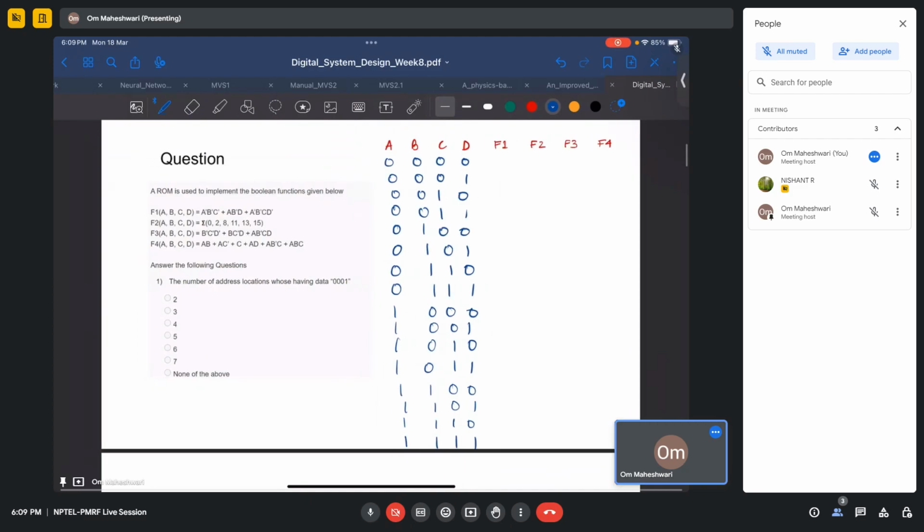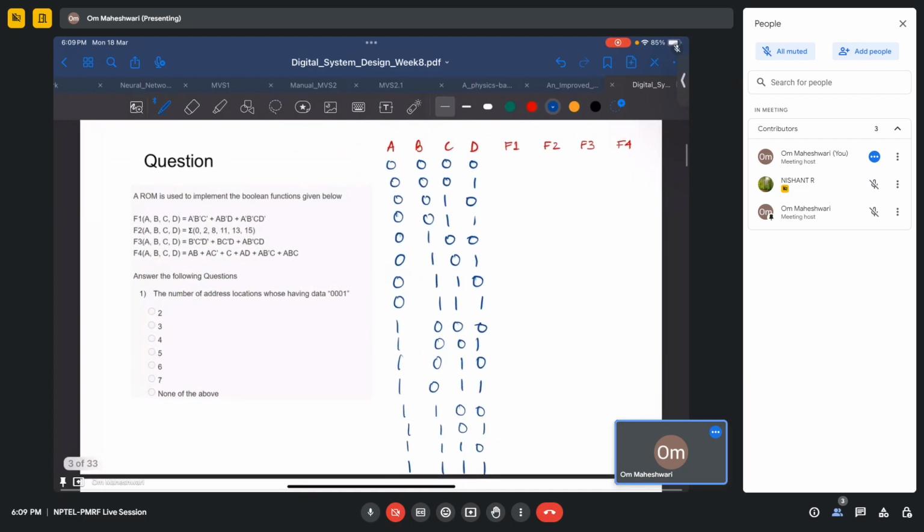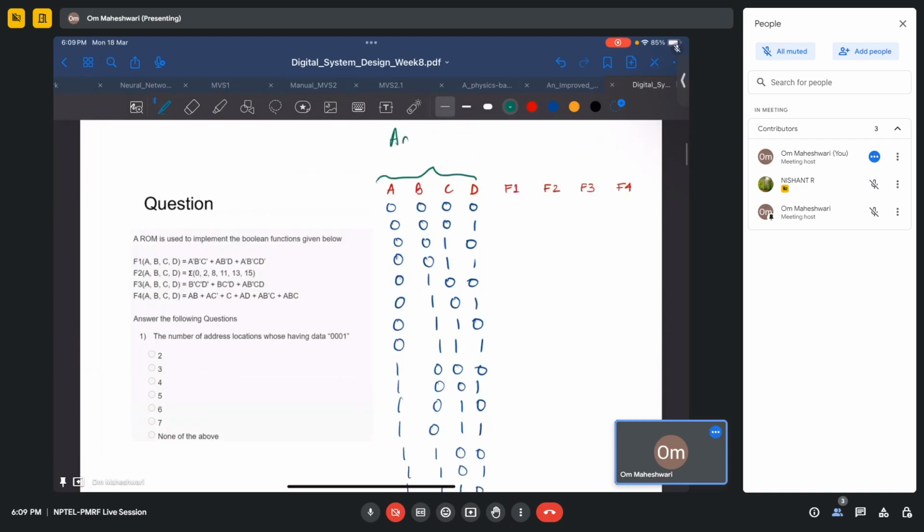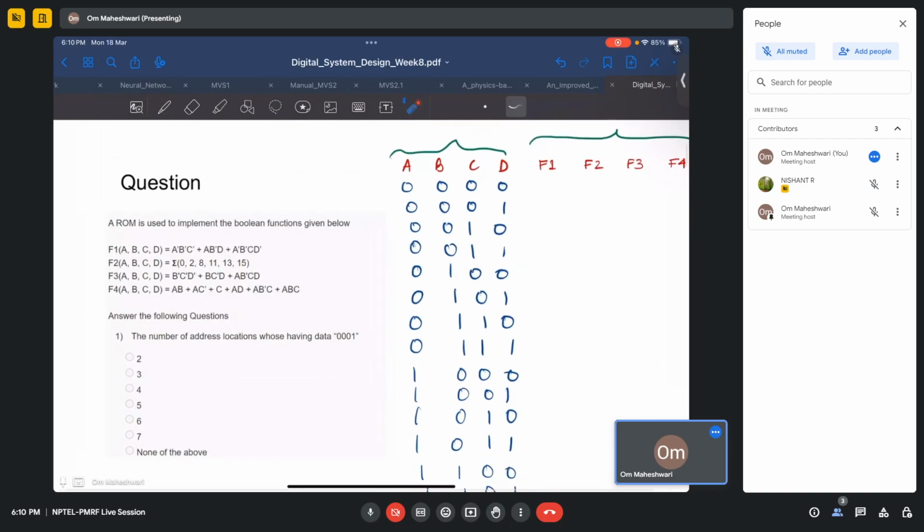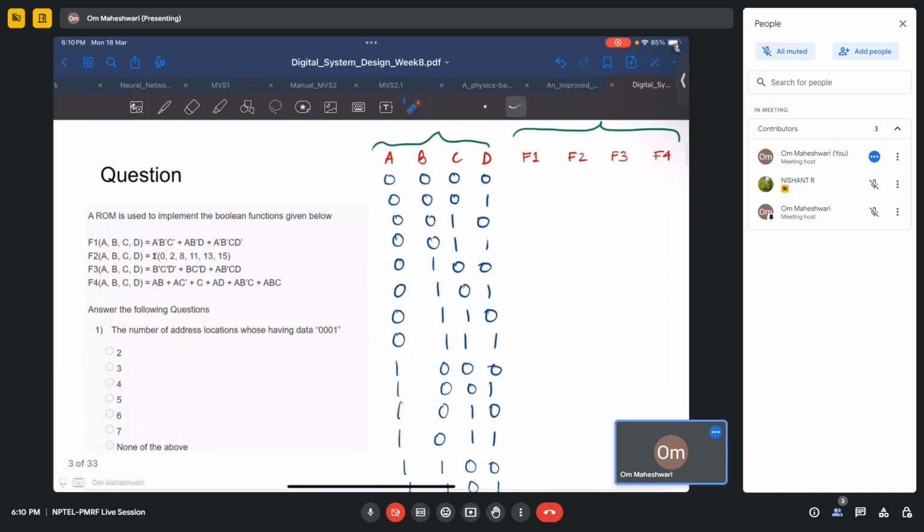So this A, B, C, D, these four lines behave like address lines, and this is kind of our data. First we have to find out what will be the values here based on these functions. Try it out once, then we'll see this. Try to fill the truth table.